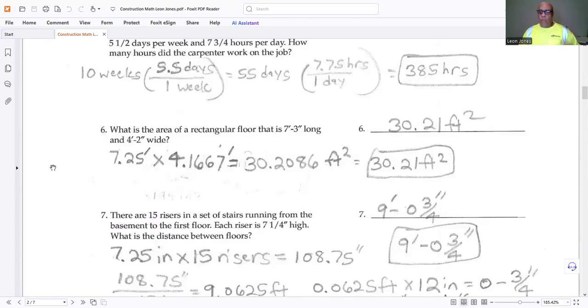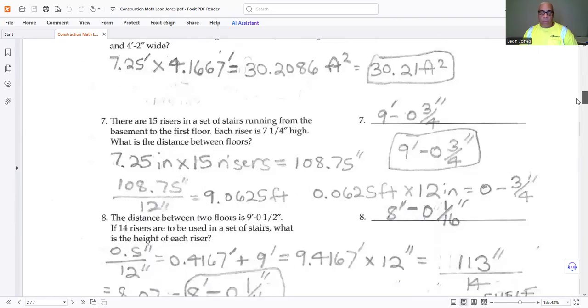So when you take everything together, feet times feet gives you square feet. I multiplied everything together. Length times width is your area. I came up with 30.21 square feet. And this is what you're going to see in the field if you're doing road work.